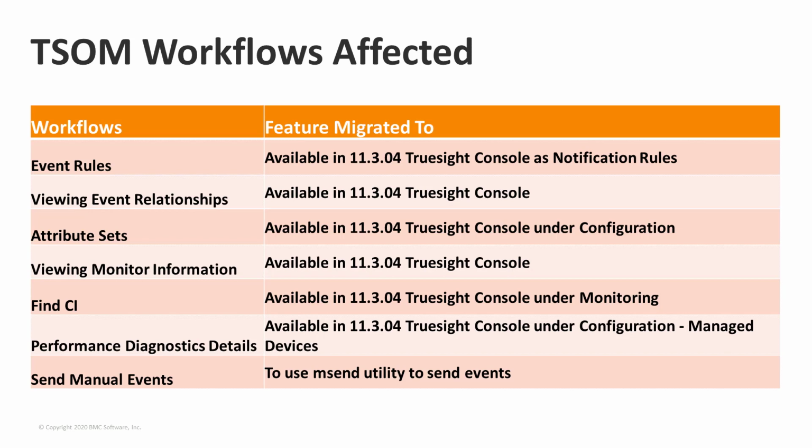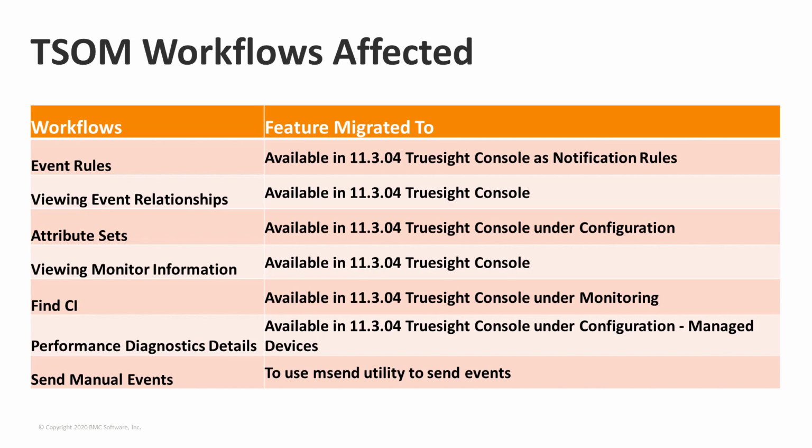Let's have a look at the list of workflows affected in TSOM with the replacement options available in 11.304 version. The feature of notification, that is event rules from TSIM console, is now available as notification rules in the TrueSight console under configuration. This supports email and SNMP trap notification types. Then viewing event relationships will now be available in TrueSight console, while viewing events under monitoring. Configuring attribute sets that is needed for TrueSight reporting will be available under configuration and then attribute sets under it.